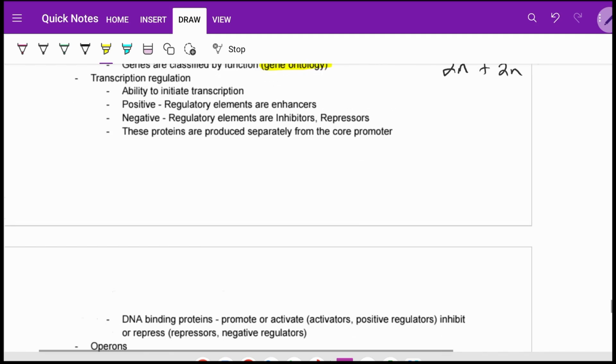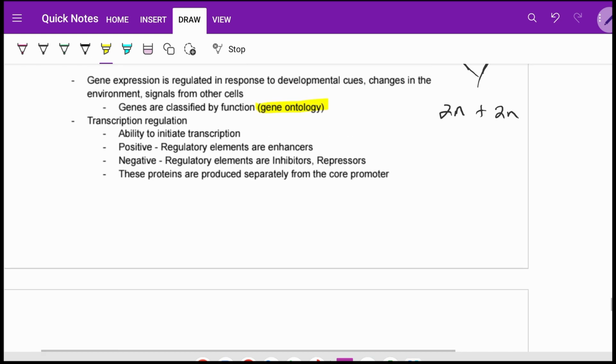We have various methods of regulation. So we have transcription regulation. This basically means we stop transcription or we promote transcription. And the first step in central dogma is to transcribe, so this is pretty crucial.